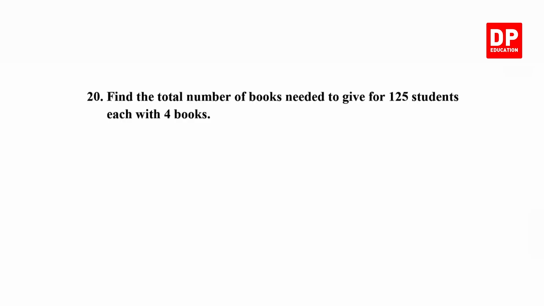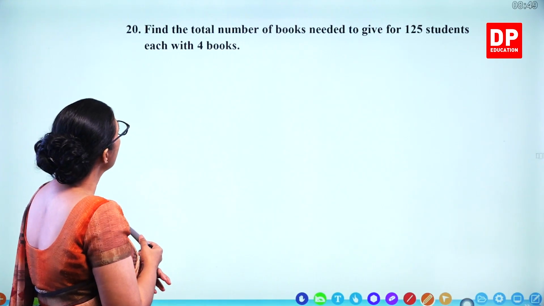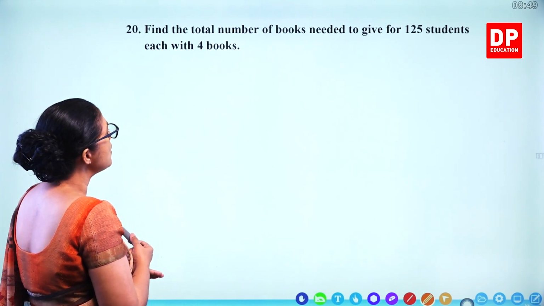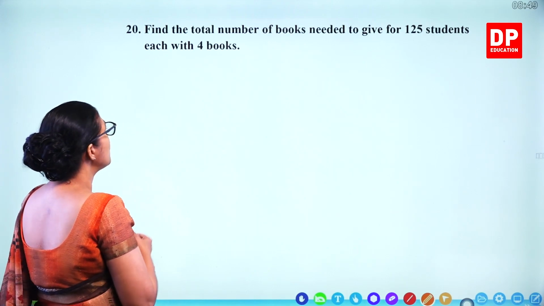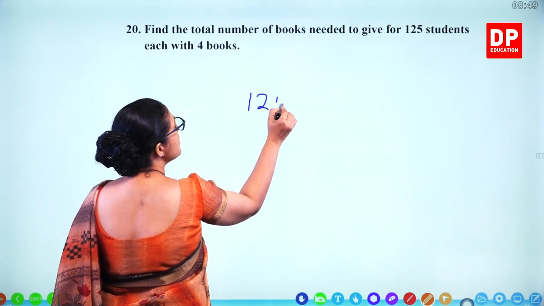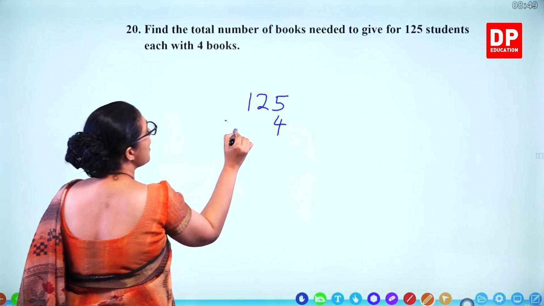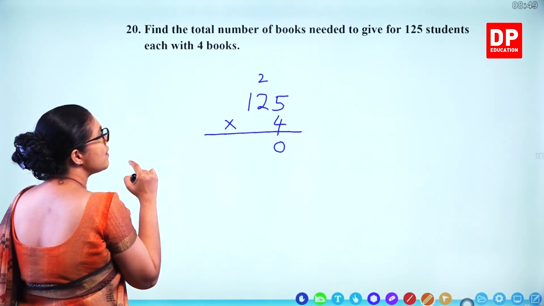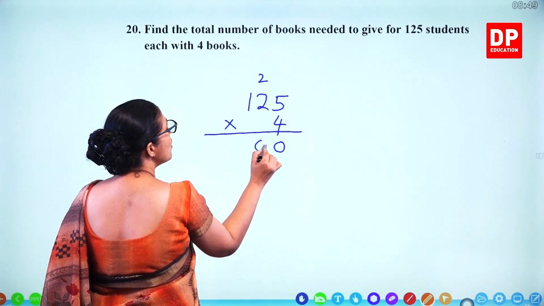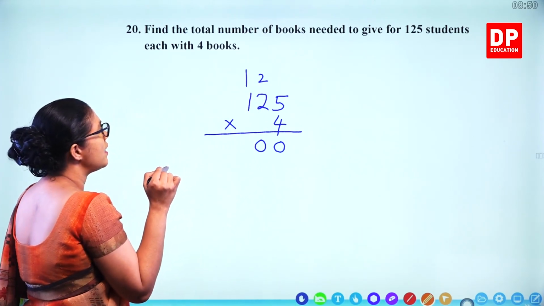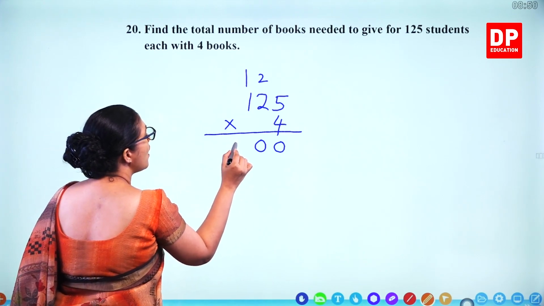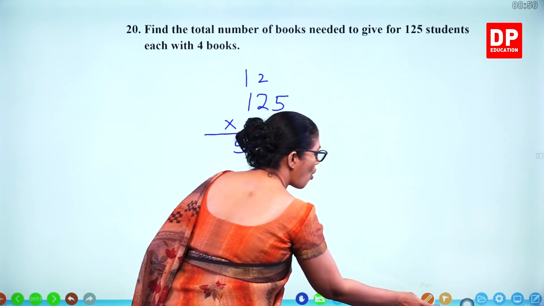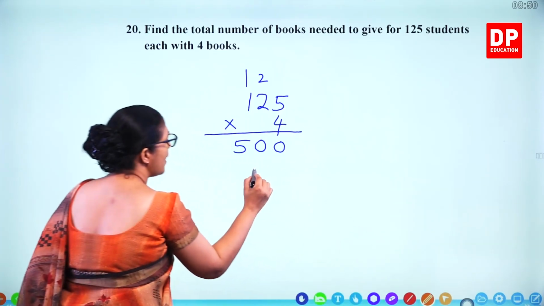Question number 20, that's the last question in part 1. Find the total number of books needed to give for 125 students, each with 4 books. So that's multiplication, multiplied by 4. 4 times 5, 20, 2 remaining. 4 times 2, 8 plus 2, 10. 1 remaining. 4 times 1, 4 plus 1, 5. So we need 500 books altogether. So 2 marks for that.